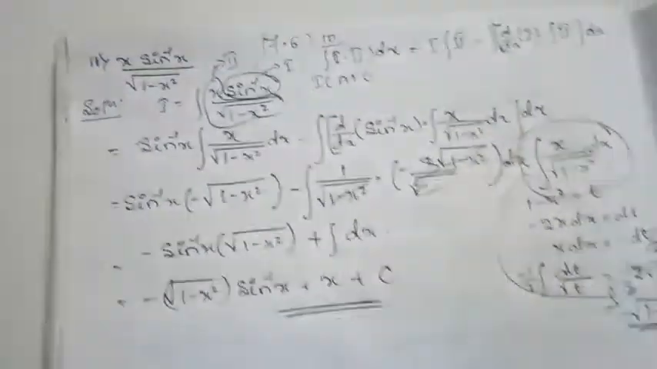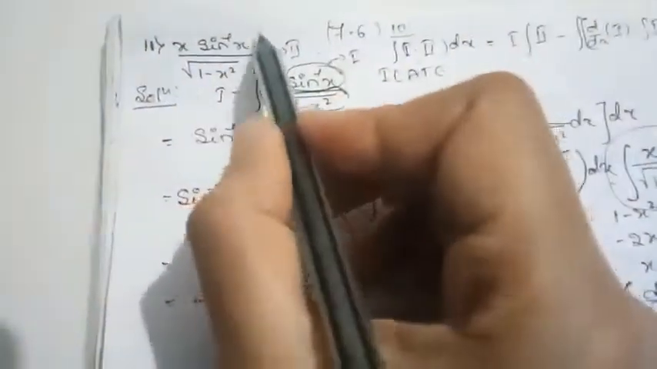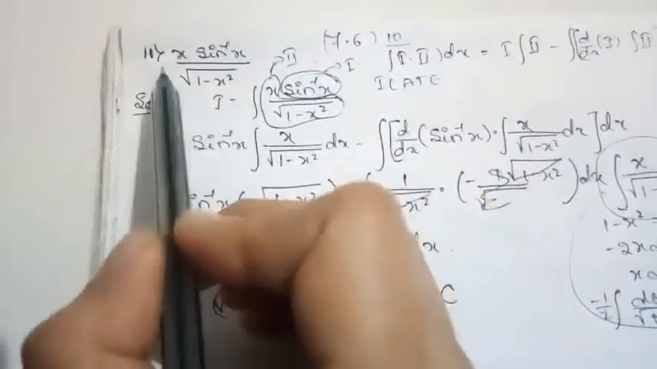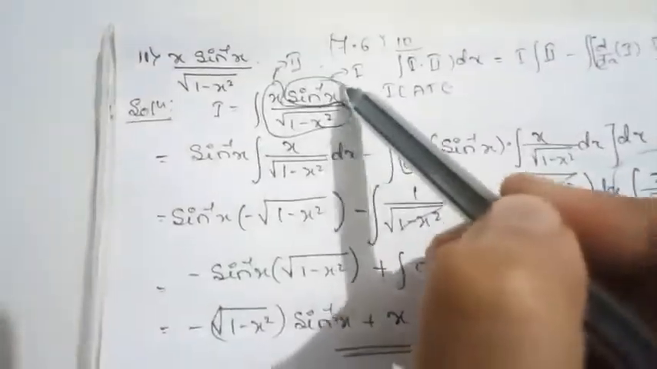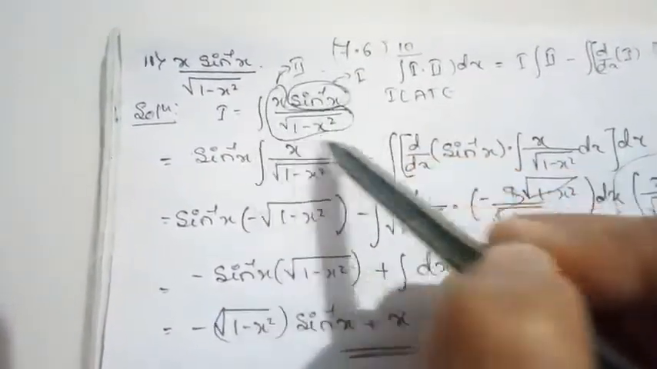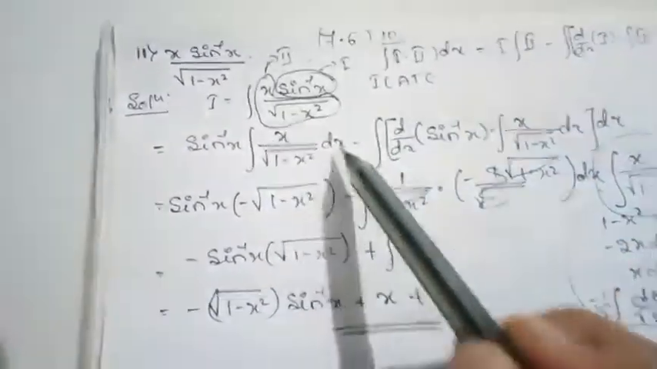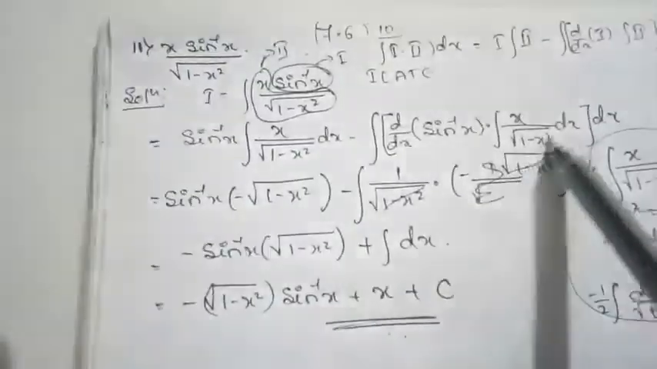So this is the integral of the given question, that is x into sine inverse of x divided by square root of 1 minus x square. Clearly we are taking sine inverse of x as the first function and the rest as the second function. So obviously the integral of the second function has to be worked out.